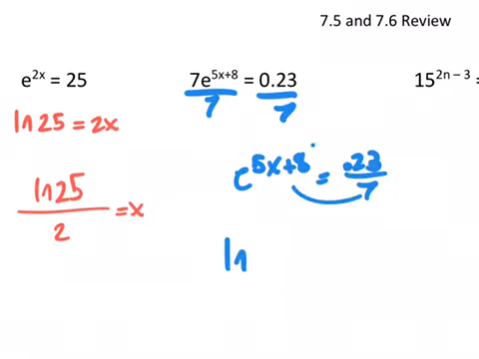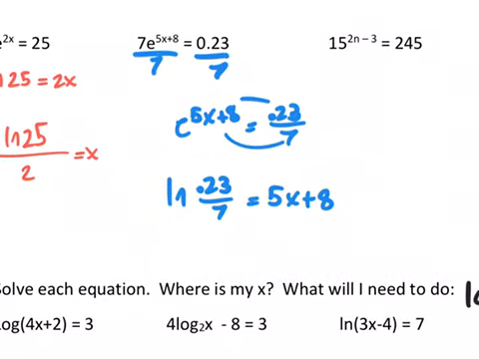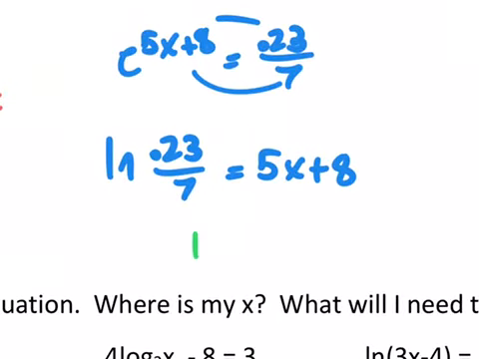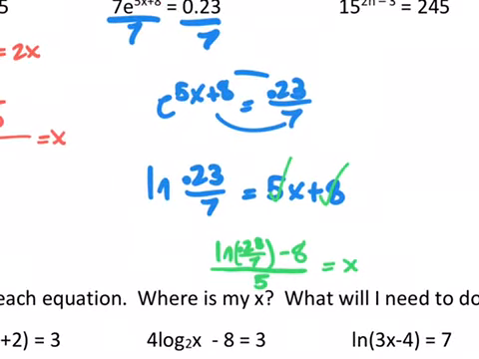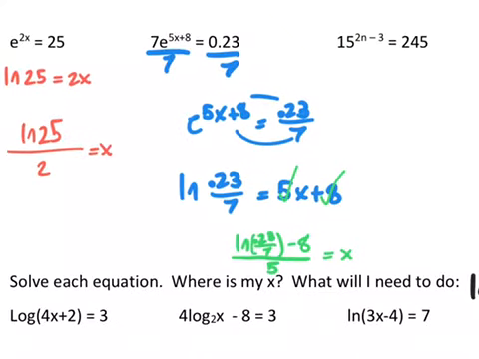Now when I do the natural log and roll, 0.23 divided by 7 is equal to 5x plus 8. To continue solving here, I'd want to first subtract both sides by 8. So we'd have natural log of 0.23 over 7 subtracted by 8, and then all of that divided by 5, as we subtracted the 8 and divided by 5. And there would be our answer. Now that one looks very complicated, but if you type it in on the calculator correctly, you can still check it with your calculator.